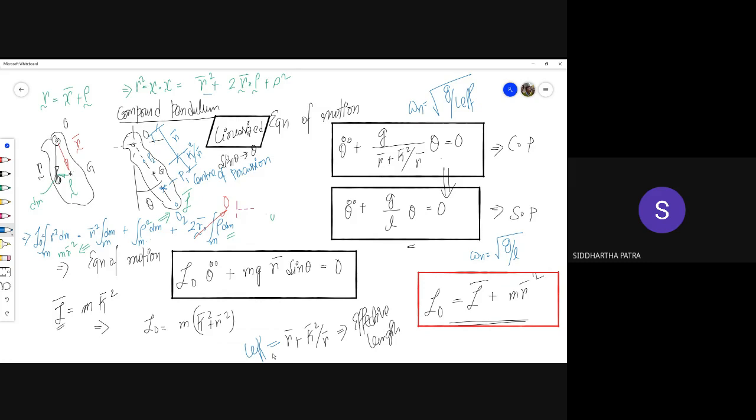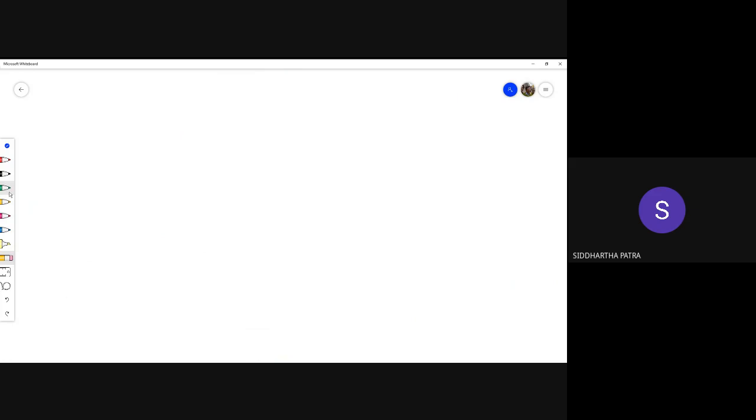Okay. So this is the significance we just learned about the center of percussion. The distance from the pivot point to the center of percussion serves as the effective length. What is an effective length? For a compound pendulum, it's that length which a simple pendulum must have in order to have the same natural frequency as the compound pendulum. Anyways, let's move on to the second property of a center of percussion.